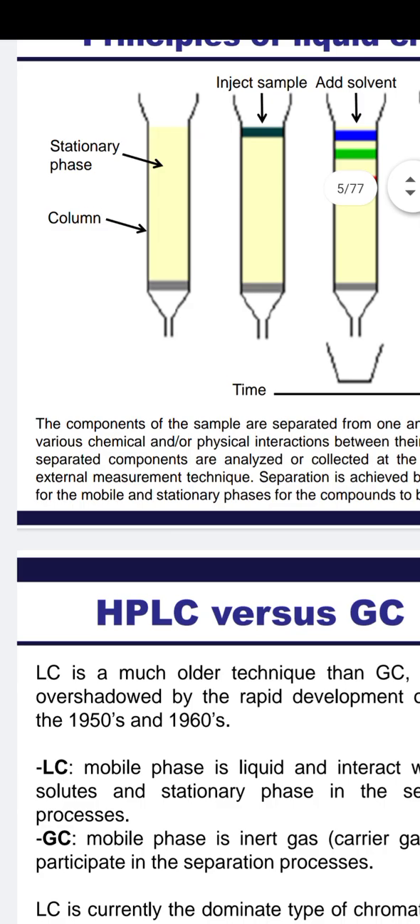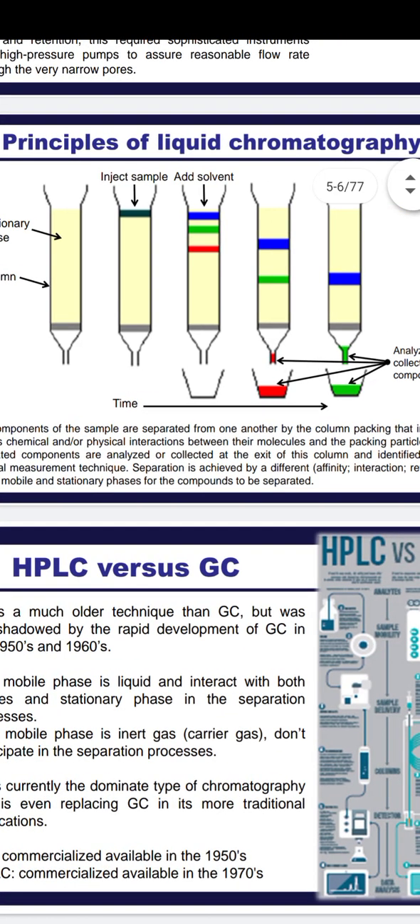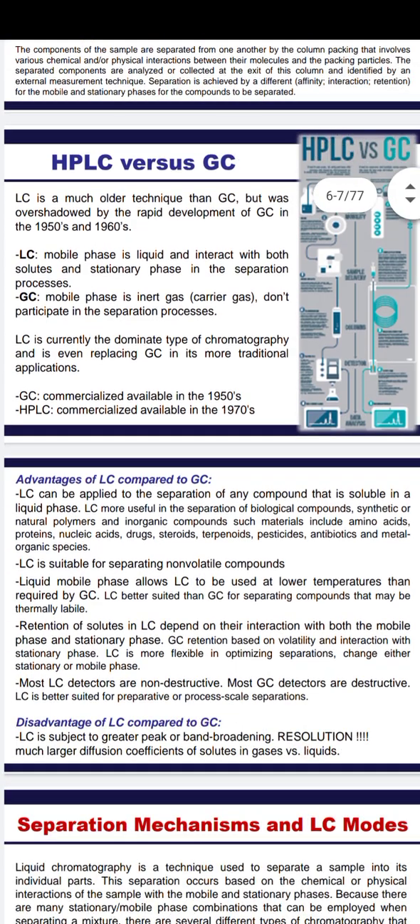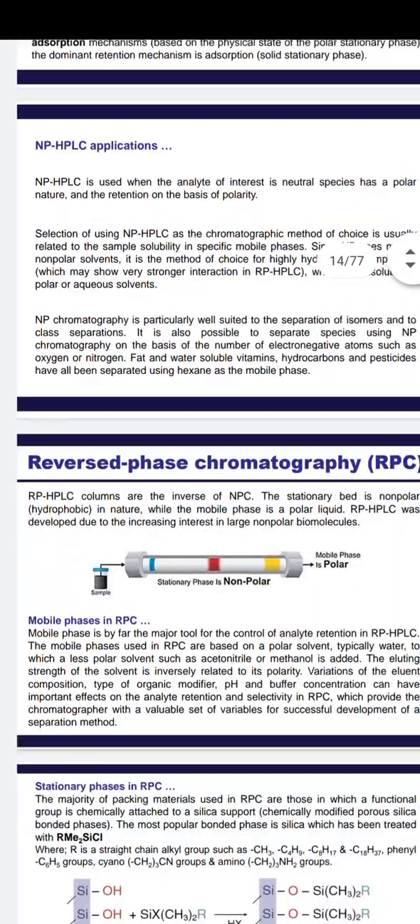The components of the samples are separated from one another by the column packing, which involves various chemical or physical interactions between their molecules and the packing particles. The separated components are analyzed or collected at the exit of the column and identified by an external measurement technique. Separation is achieved by a difference between the mobile and stationary phase for the components to be separated. These are some separation mechanisms compared with HPLC.